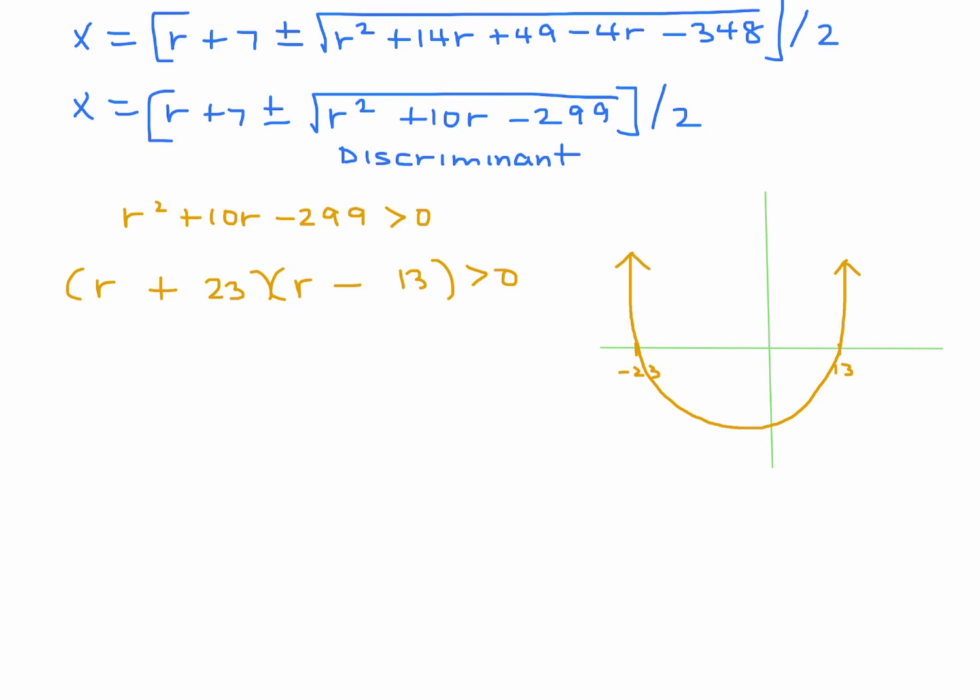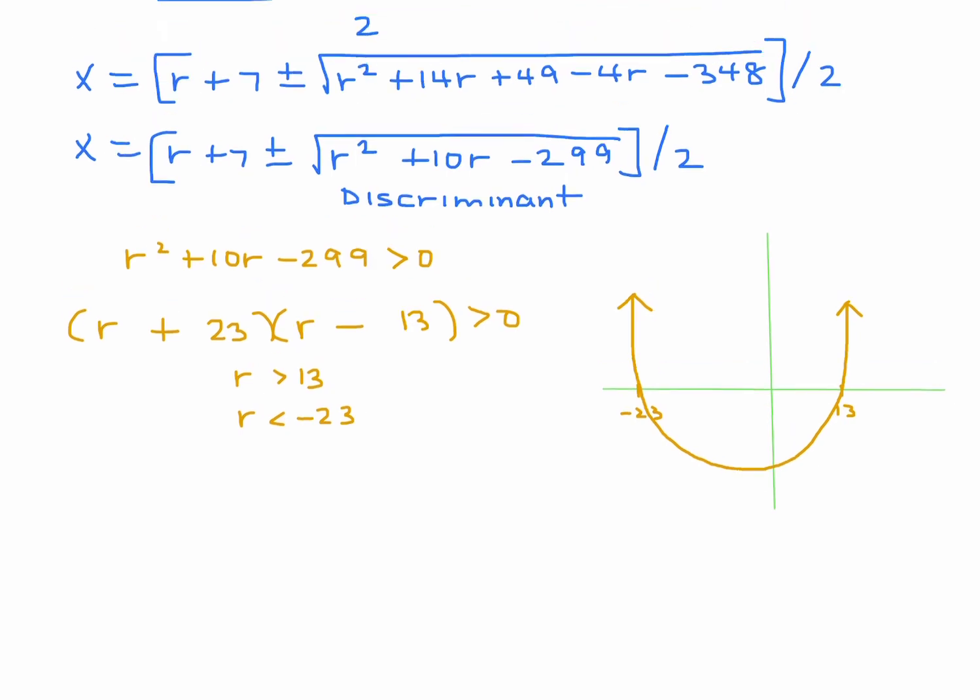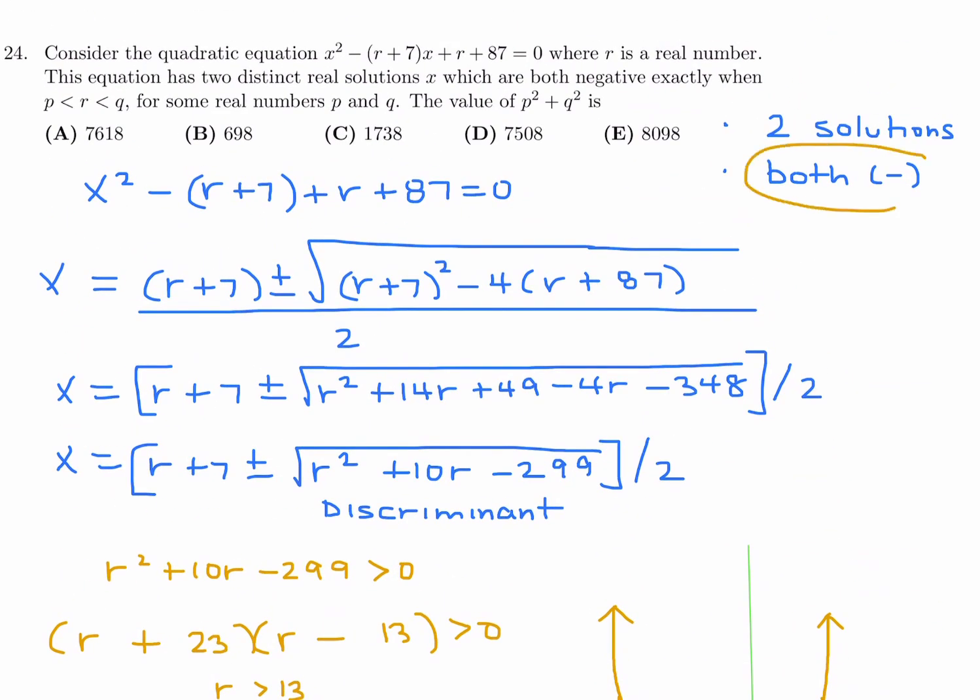Something like that, right? So that means it's above 0 when r is either greater than 13, as you can see here, or when r is less than minus 23. All right, so that's very helpful. So now what I have to do is go back to my original equation, which is right here, and try to satisfy the next condition, which is that both have to be negative, both the roots.